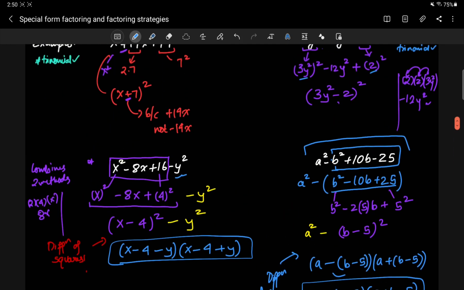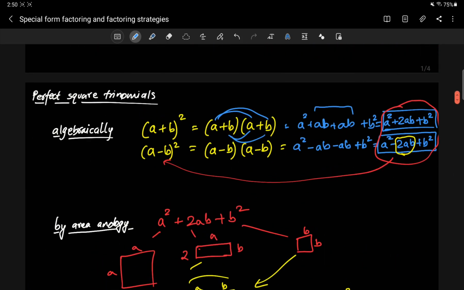All right, so that's the part which is perfect square trinomials. That's the end of this video. Next video, we go ahead and do a couple more special forms of factoring.